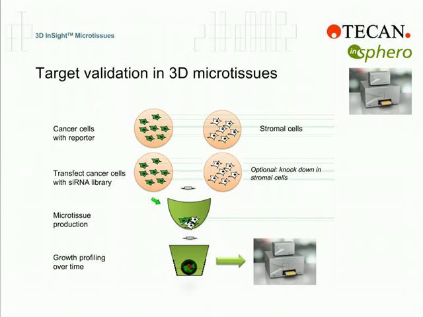This gives us quite a wide variety of playing options because we can transfect only the cancer cells, we can transfect only the stroma cells, or we can do a combinatorial transfection to see how two different knockdowns in these two different cell populations are interacting with each other. Then we form the microtissues, which takes around 4 days, and after the 4 days we transfer the microtissues into the assay format, and then we do, again, a readout of the fluorescence intensity with the multiplate reader from Tecan.